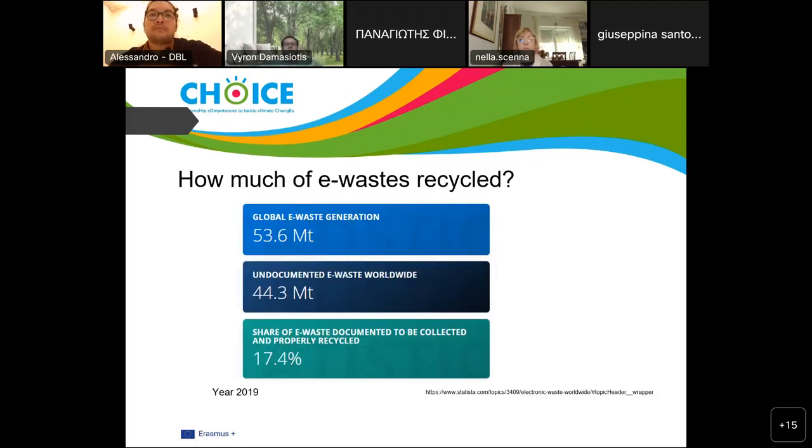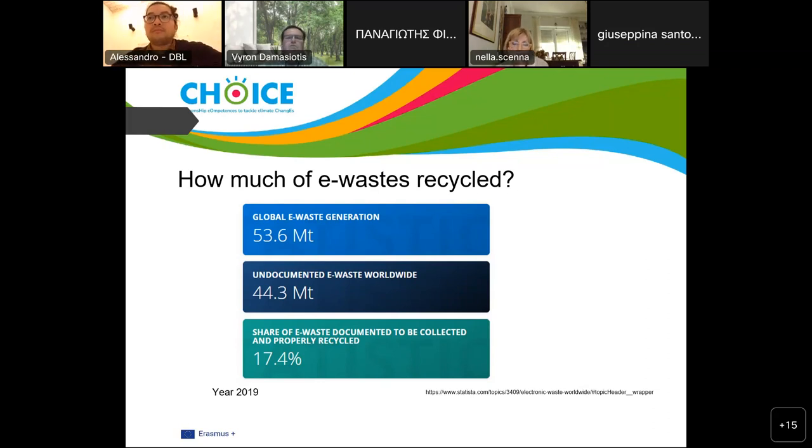Maybe many of us try to recycle IT devices, and we believe that we do our duty. But in fact, how much waste is being recycled? It has been calculated that the global e-waste generation is 53.6 megatons per year. This was for the year 2019, so probably this has increased. The undocumented e-waste management worldwide is 44.3 megatons, and only 70.4% of e-waste is properly recycled and documented.